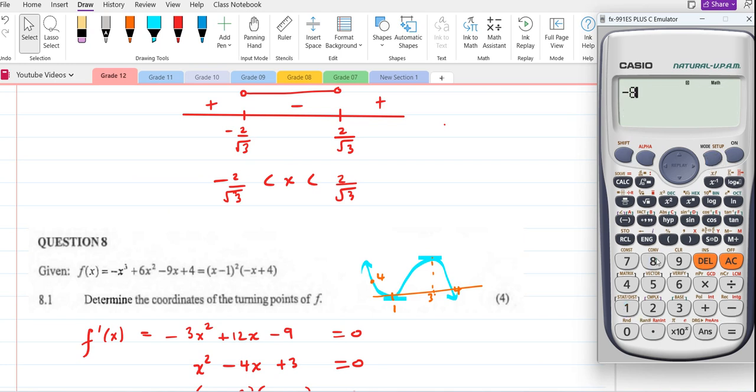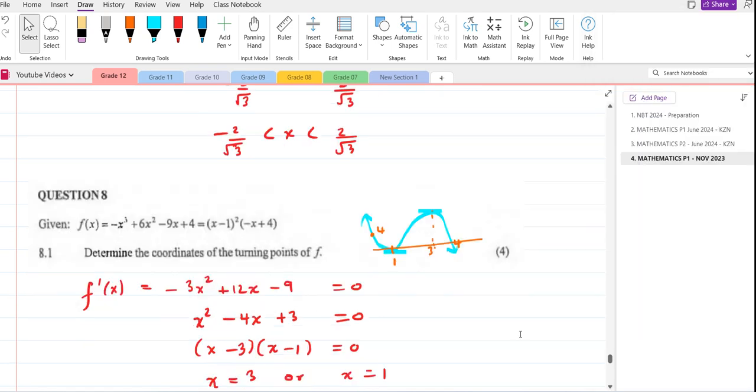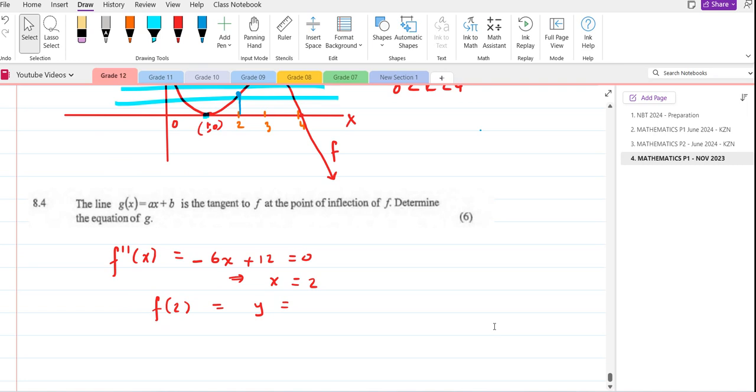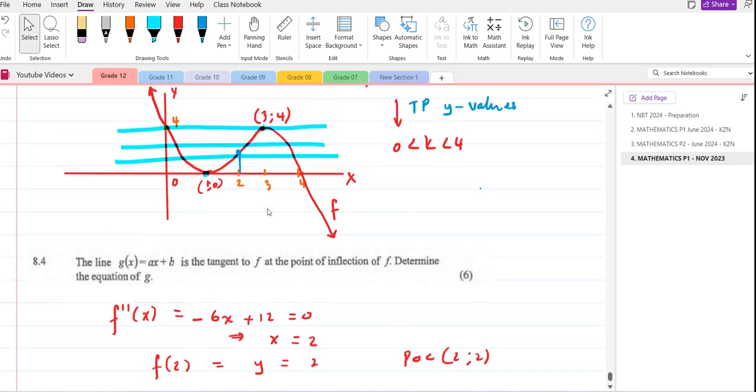6 times 2 squared, 6 times 4, plus 24. Minus 9 times 2, minus 18, plus 4. So I get an answer which is 2. So it's 2 and 2. Perfect. So this is a point of contact, which is (2, 2), because the tangent line is right here at the point of inflection. Determine the equation of G.